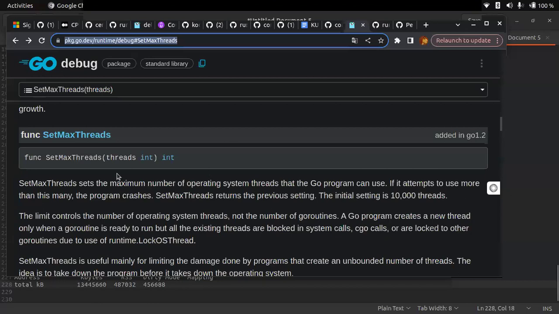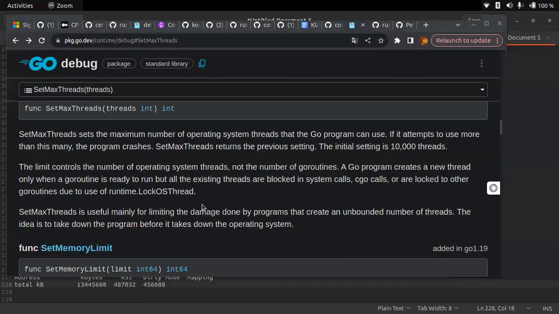Off the top of my head, yeah. There is a set max thread function. I don't know much about it, I just looked into it. Let me share this again. So yeah, this is the function I was talking about. The default behavior is to limit the threads to 10,000, but it's far greater for efficient working.